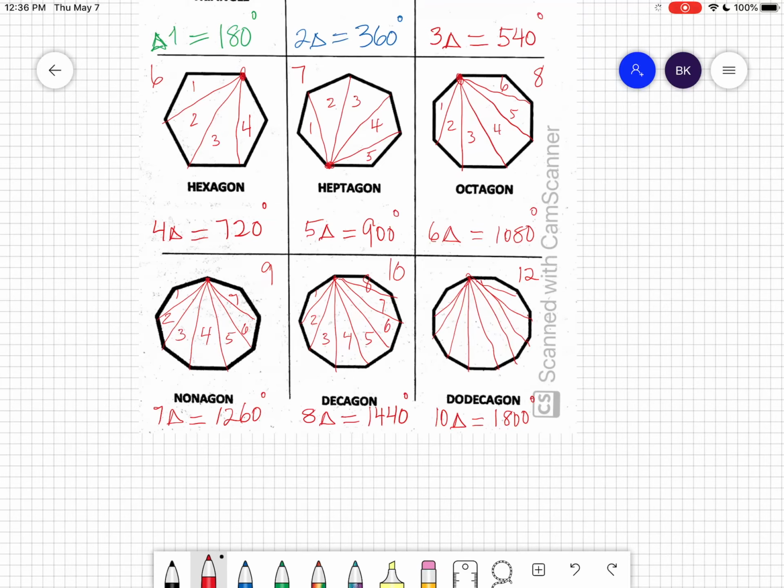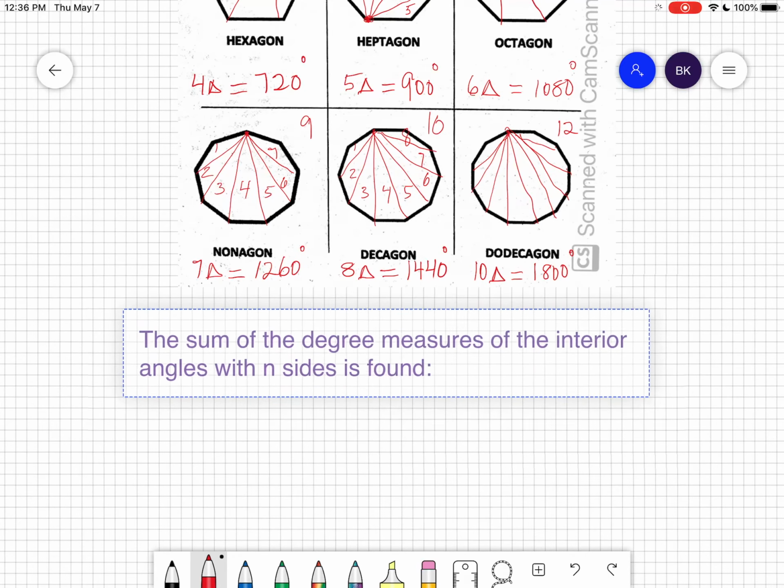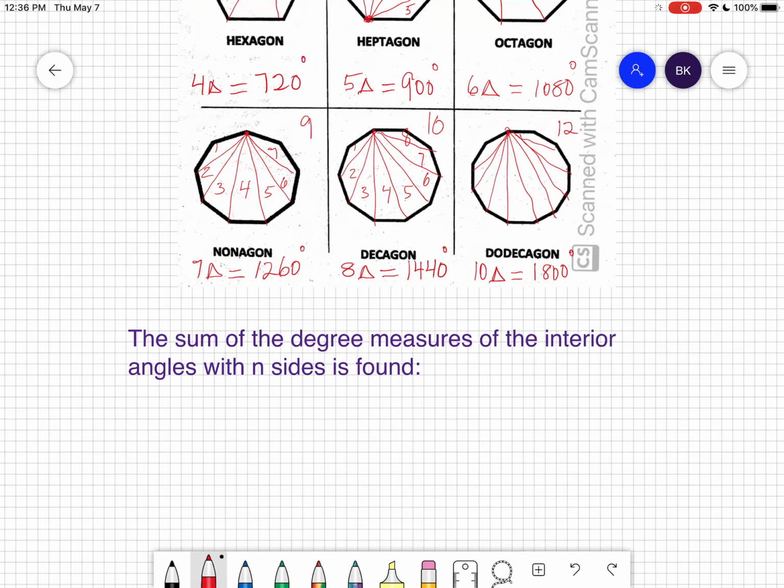Okay. So did we notice that relationship between the number of sides and the number of triangles formed is 2 less? So that brings us to our formula on how to find the sum of all the degrees. I'm going to scoot this up a little bit.